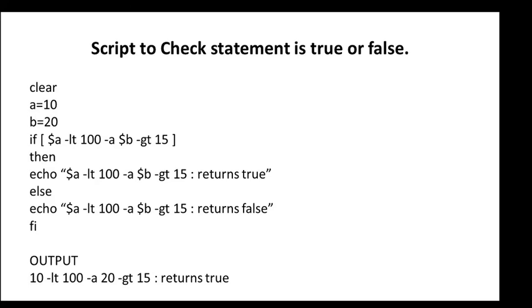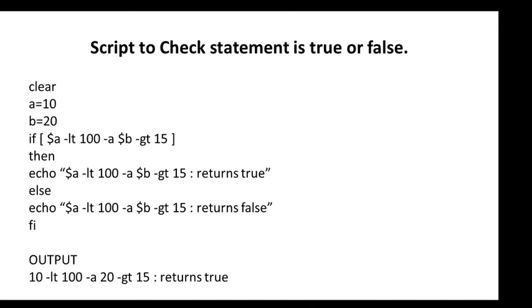For example, they have already given the values. We don't need to give the values. We have to check those values. 10 is less than or equal to 100. Yes, it is true. And if any one of the statements is false, then it is false. If both are true, then only this if condition statement will execute. Otherwise the else statement will execute. 10 is less than or equal to 100.